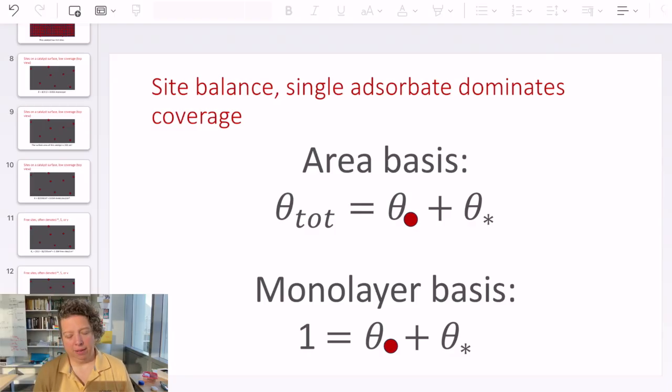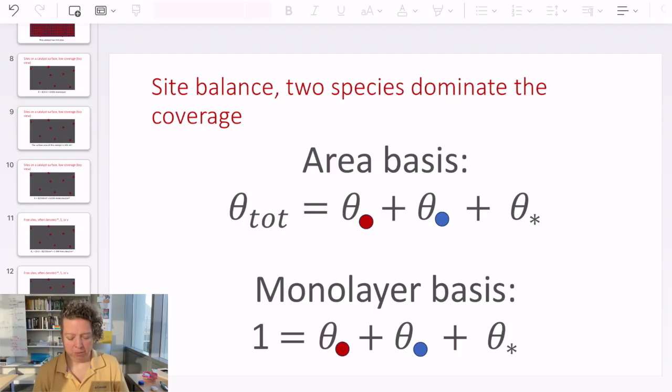So this entire development that I just showed you is based on just a single adsorbate. Of course, I can have multiple adsorbates. Here's an example of a case where I have 2. Now I have red adsorbates and blue adsorbates. And due to site balance, the same thing applies. The free sites is equal to the total number of sites minus the number of sites that have something in them.